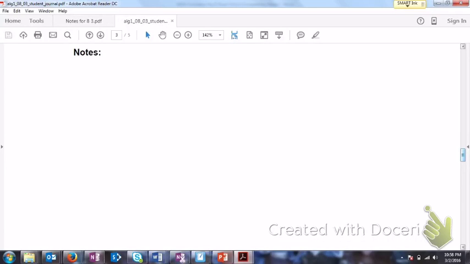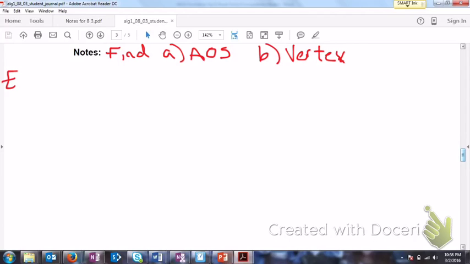Alright, we're going to do two examples here in our notes section. And the first part, we need to find two things. Part A is to find the AOS, or the axis of symmetry, and part B is to find the vertex. Okay, so two things we want to find here in our problems. Here we go. First example problem. We have f of x equals 2x squared plus 8x minus 1. Okay, 2x squared plus 8x minus 1.